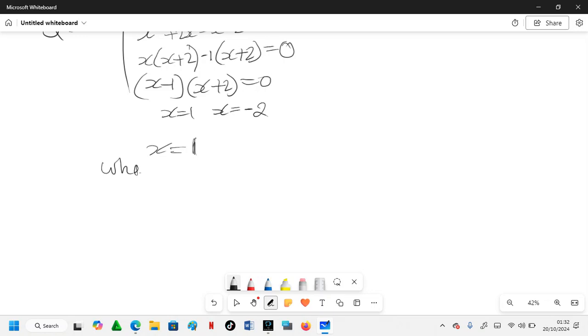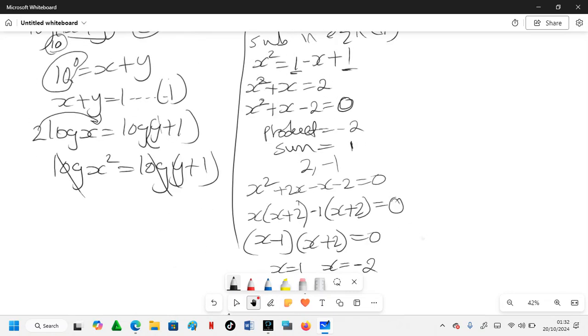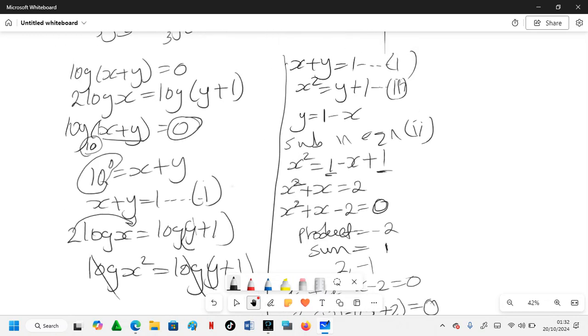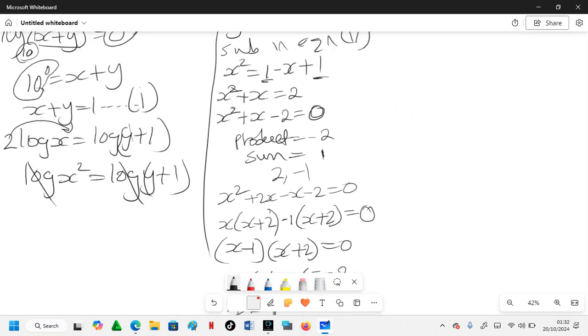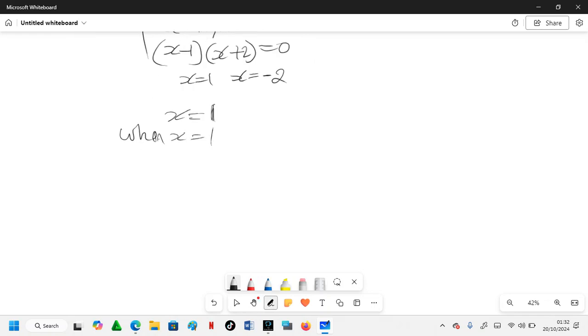And therefore, when x is 1, what is y? x plus y is 1. So x plus y is 1 and x is 1. So y is going to be equal to 1 minus 1.